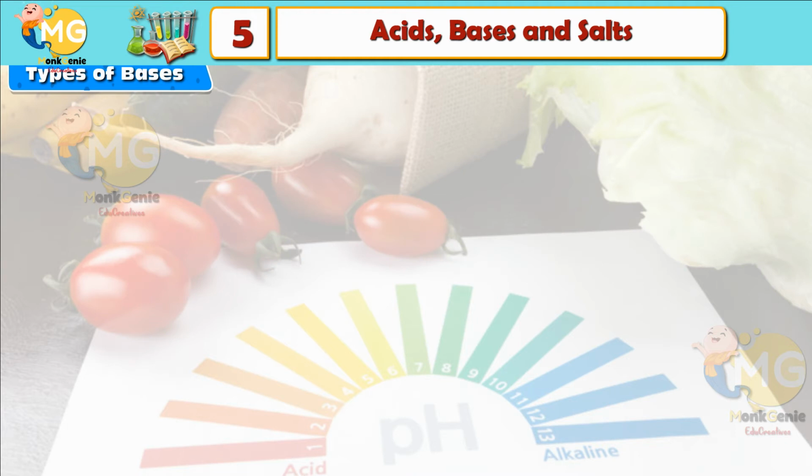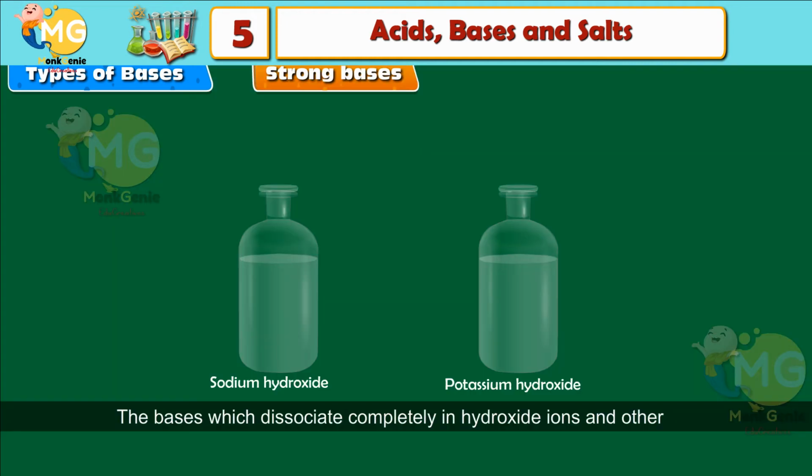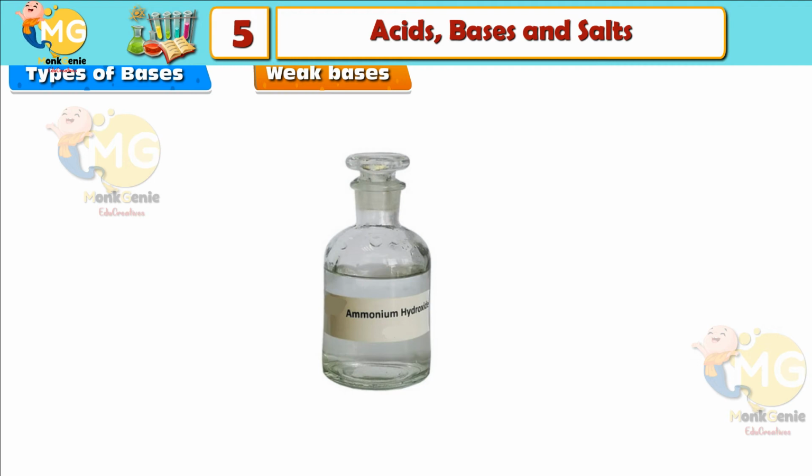Types of bases. Strong bases. The bases which dissociate completely into hydroxide ions and other corresponding ions on dissolving in water are called strong bases. For example, sodium hydroxide, potassium hydroxide, etc. Weak bases. The bases which do not dissociate completely into hydroxide ions and other corresponding ions on dissolving in water are called weak bases. For example, ammonium hydroxide, aluminium hydroxide, etc.